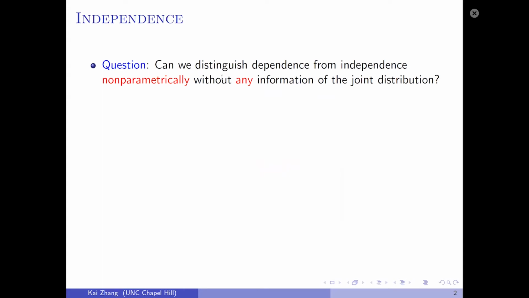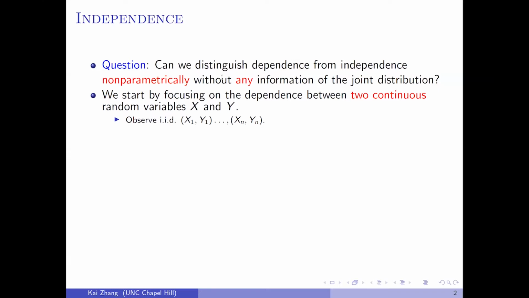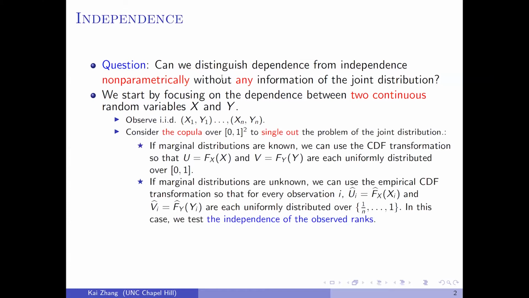So the problem we study here is this classical question. Can we distinguish dependence from independence non-parametrically without any information of the joint distribution? It turns out that this is not an easy problem, so we'll begin by focusing on only two continuous variables, X and Y, and we'll assume that we have n i.i.d. observations of them. We'll also focus on this copula setting, in which both marginal distributions are uniform over [0, 1].